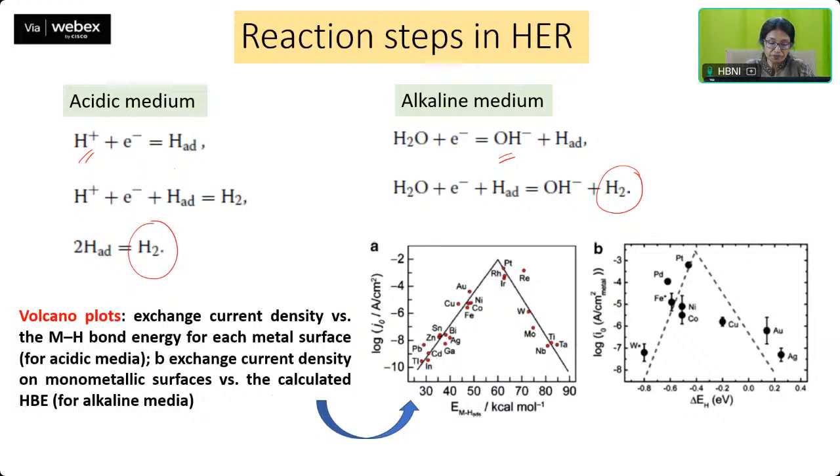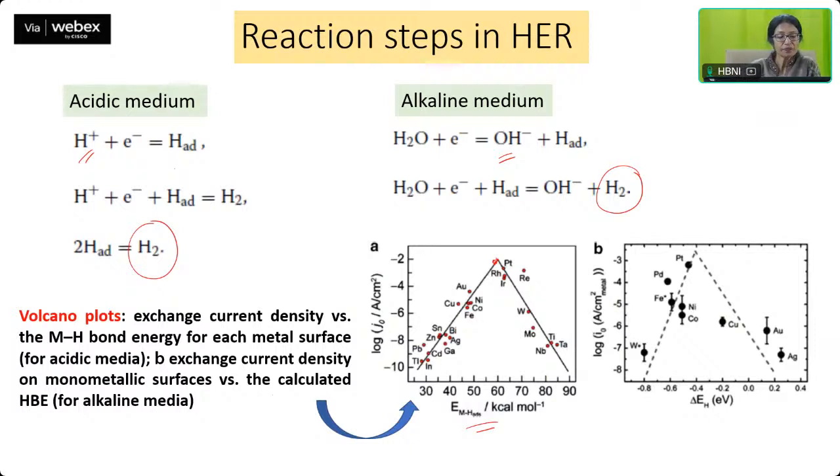Now, if you look into the volcano plots, these involve different materials which can be used as catalysts. What you have on the y-axis is the exchange current density versus the M-H bond energy, the metal hydrogen bond energy. If you plot this, you see a kind of volcano, and right at the top you have the highest exchange current density, and whenever it is highest, you know that it is the best electrocatalyst. For the HER in the acidic medium, platinum is the best catalyst for the hydrogen evolution reaction.